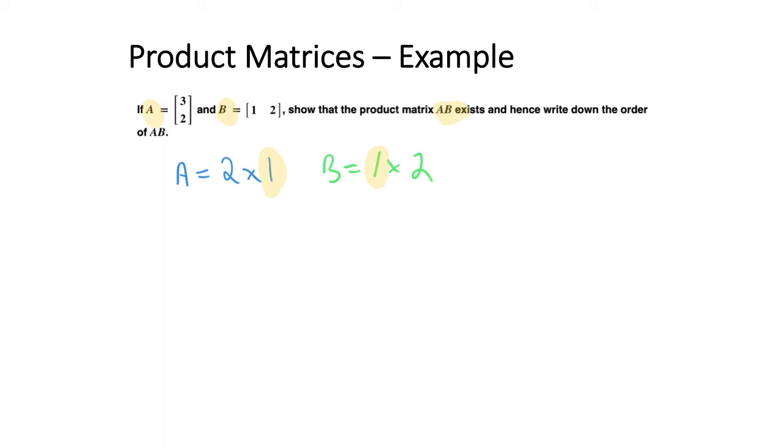And we can also write down the order of our new matrix when we multiply together, so AB. The order is going to be the number of rows in the first matrix, so 2, times the number of columns in the second matrix. So in this example, it'll be 2 as well. So the order for our multiplied matrix AB is going to be 2 times 2. So that is an example of how we can check to see whether a product matrix exists and how we can write down the order of that product matrix.